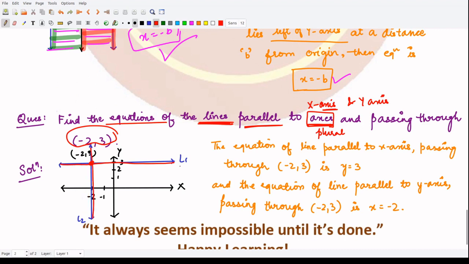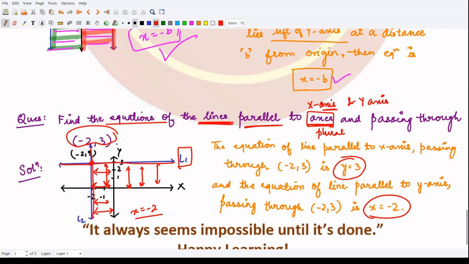So we wanted to know the equation of L1. Because this is a horizontal line, the y distance here is constant and it is equal to 3 in each case. Hence the equation of the line is y is equal to 3. Similarly, for the second line L2, the x distance is constant for every place. Hence it is x is equal to -2. This is the equation for the second line.